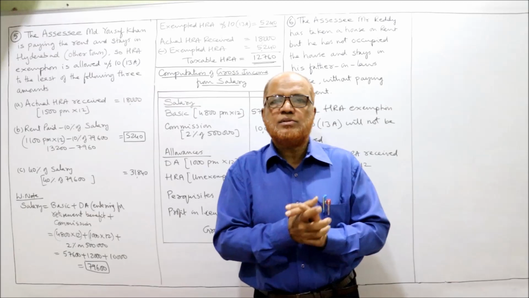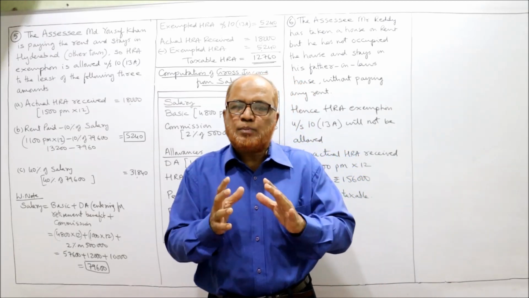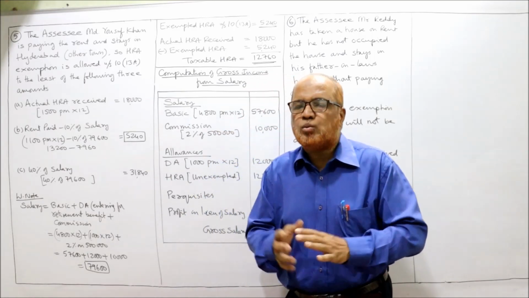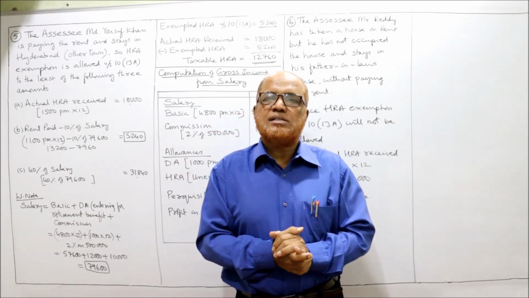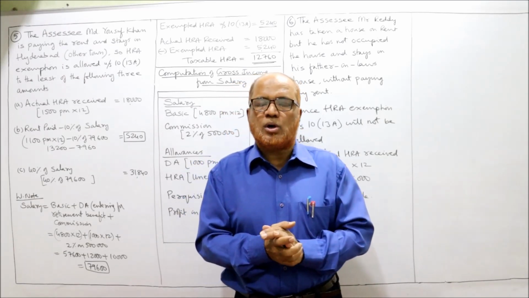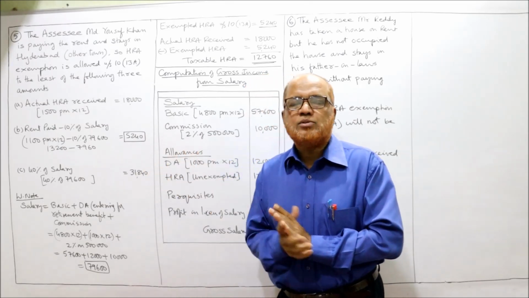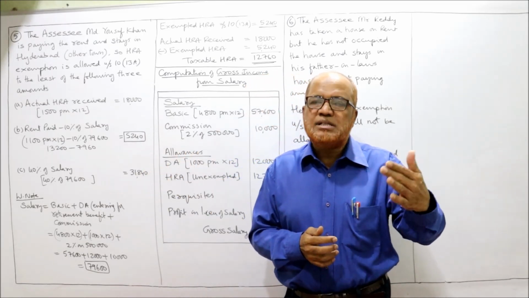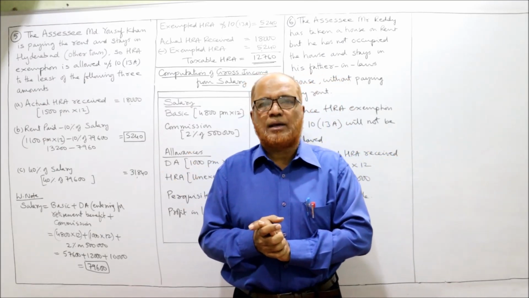We have solved nearly 4 or 5 problems. Then allowances. I explained the meaning of the term allowance, the classification of allowances, and the provisions regarding entertainment allowance and house rent allowance. In the last video I solved the problems on EA, entertainment allowance, and HRA. Now 2 more problems on HRA, then we'll solve other miscellaneous allowances. After that, we'll go to the next topic, that is perquisites.